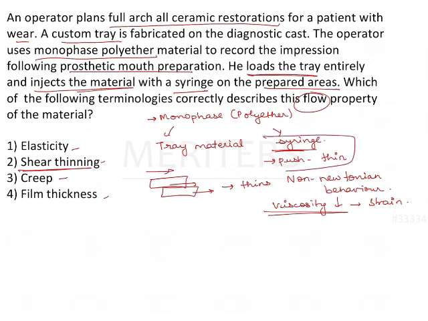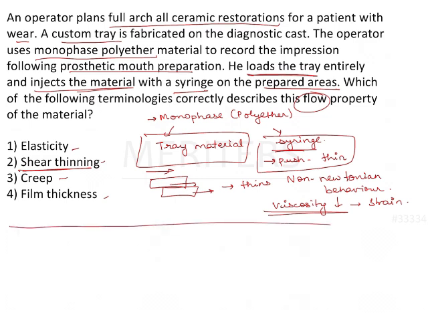So this part will record all the details around the teeth. This part will be present on the tray like a putty. So this property is called shear thinning. Let's have a look at the other options as well.